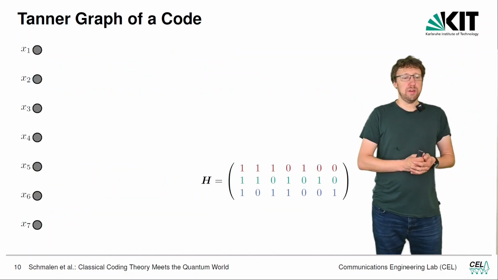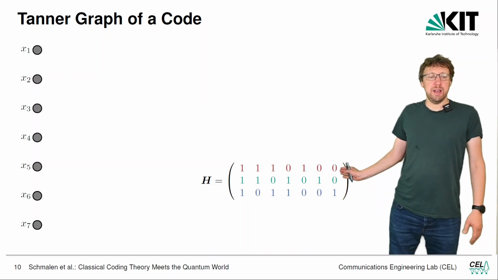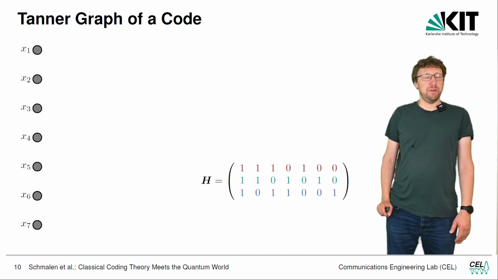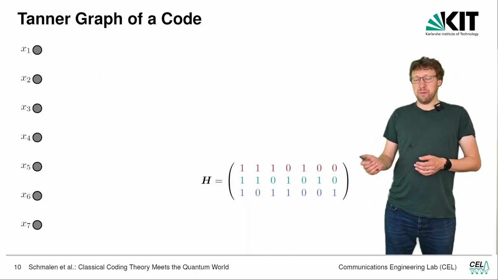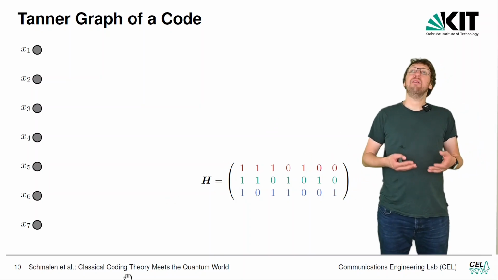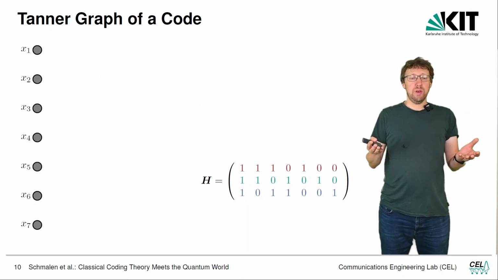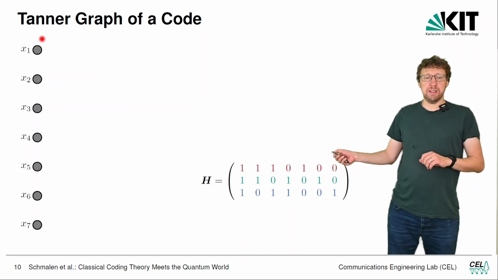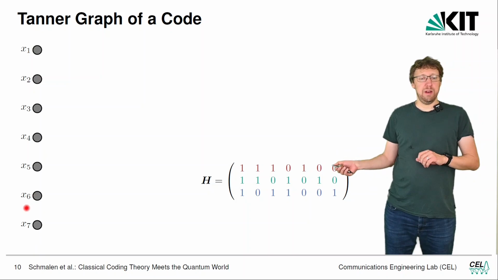So here we have a code, and assume this is the parity check matrix of the code. The parity check matrix defines 3 equations that the code words need to fulfill. The parity check matrix has a length of 7. So we have 7 columns, and this means our vectors x have 7 entries. So the code word consists of 7 bits in this case, and we visualize these 7 bits by 7 nodes in our Tanner graph. These are called the variable nodes.